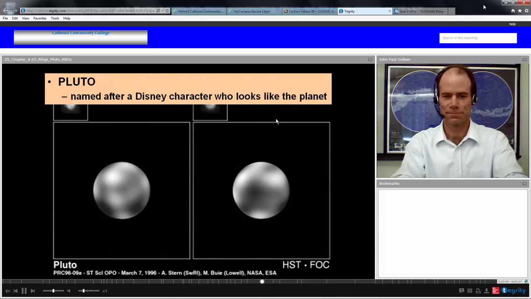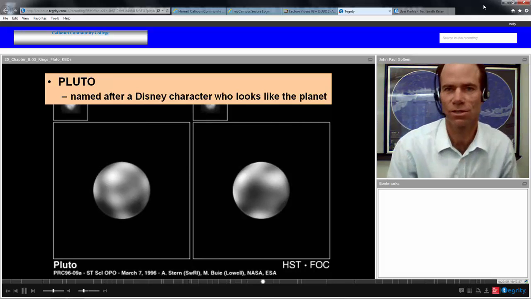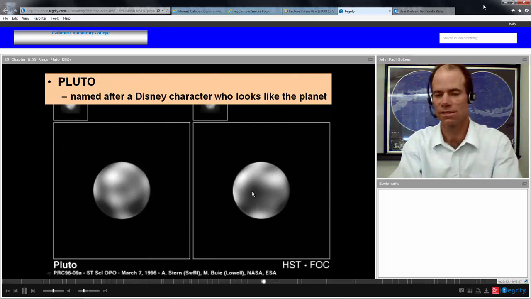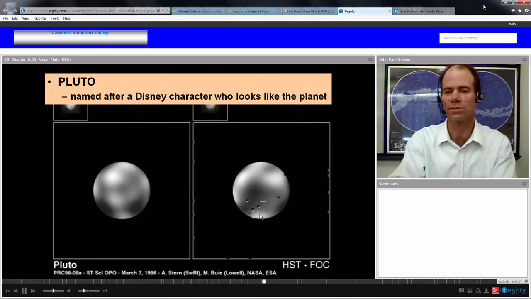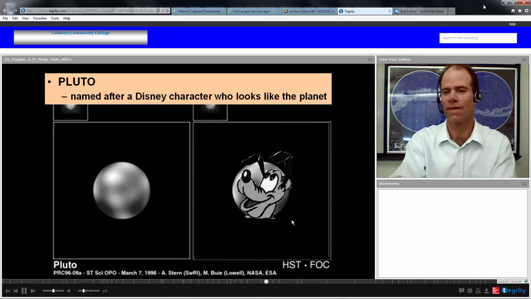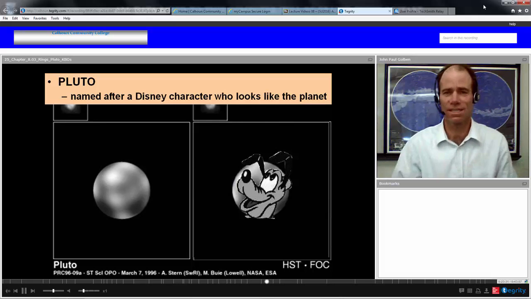Pluto. Pluto was named after a Disney character who looks like the planet. If you look at this Hubble Space Telescope image and you see this darkened area over here, you might imagine that there was a mouth there. And then you see this area over here. This gets a little bit lighter with dark here. It looks like a nose. And then this light area here looks like an eye. And in fact, by resemblance, it looks just like Pluto, the Disney character.